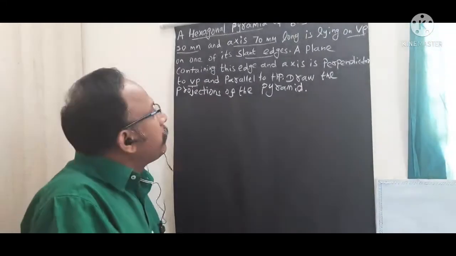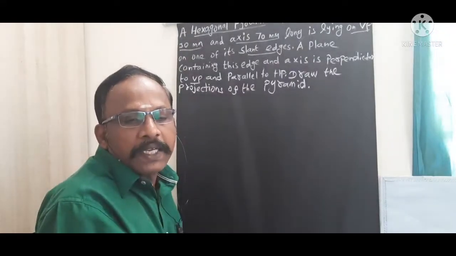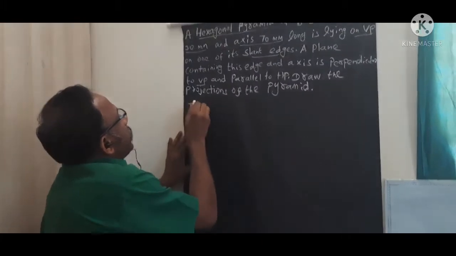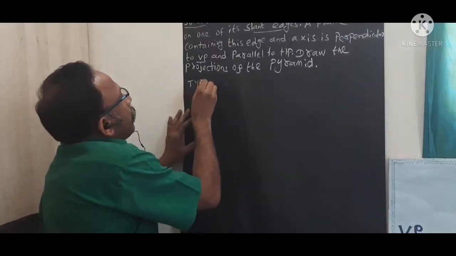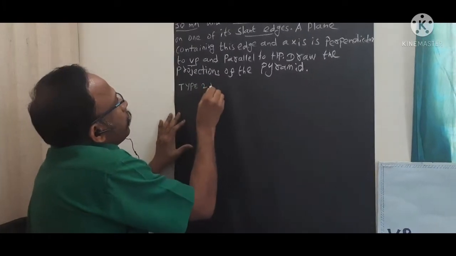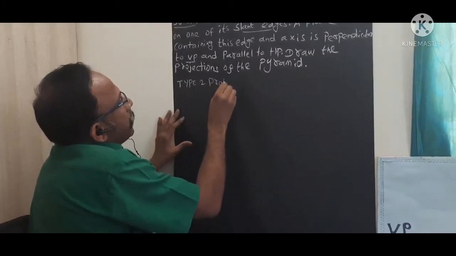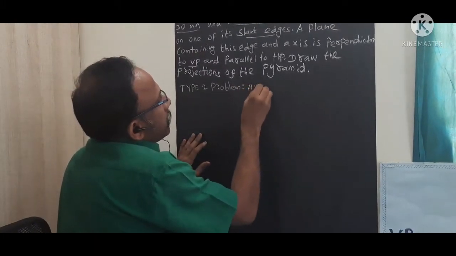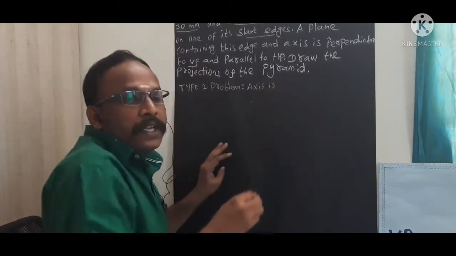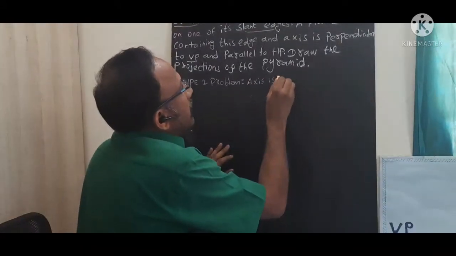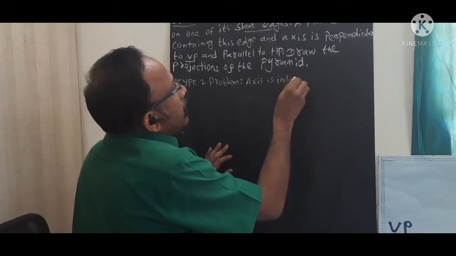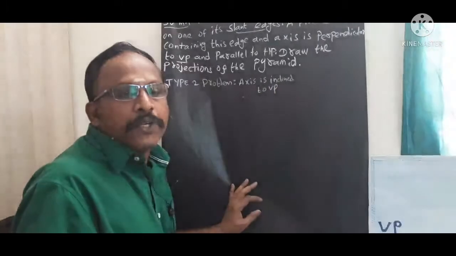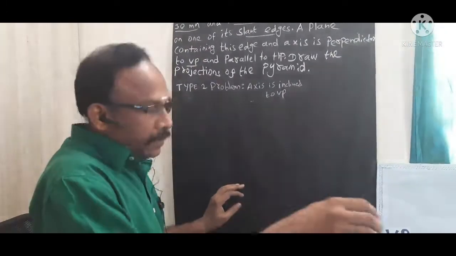So perpendicular to VB and parallel to HB means this is a type 2 problem. So now we are going to understand this is the type 2 problem. Type 2 problem in solids means you know that the axis is inclined to VB. That is the type 2 problem.